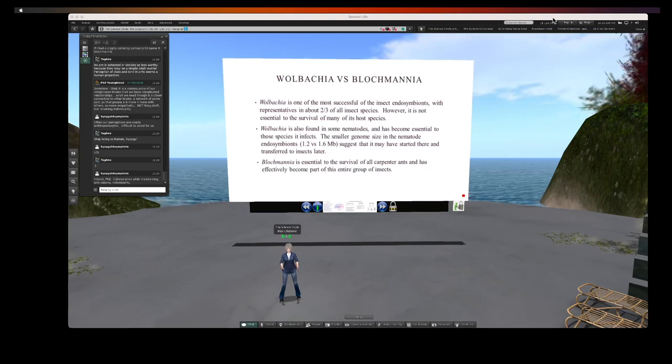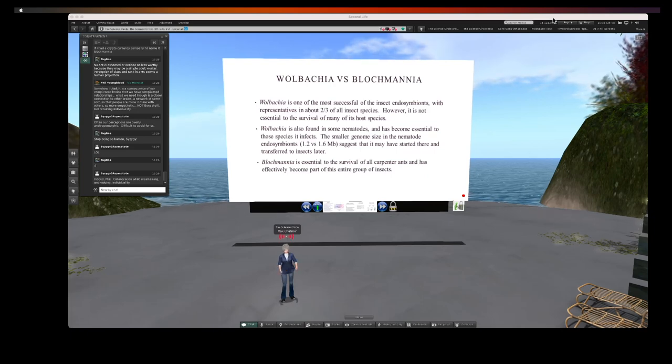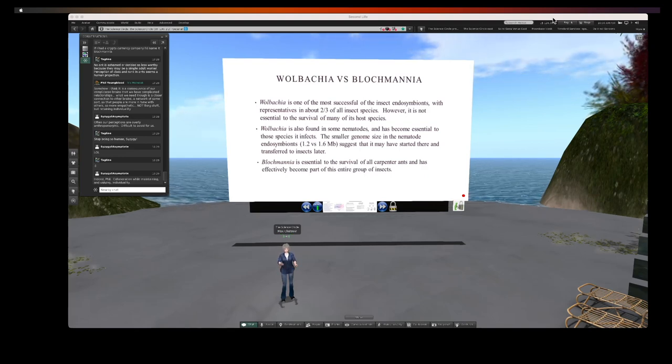So Blachmania, on the other hand, is absolutely essential to the survival of all Carpenter ants. And so it is effectively part of this insect species because it transmits it from one generation to another, and it interacts with the genes of the host cell.